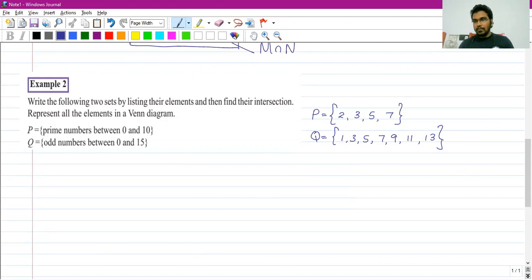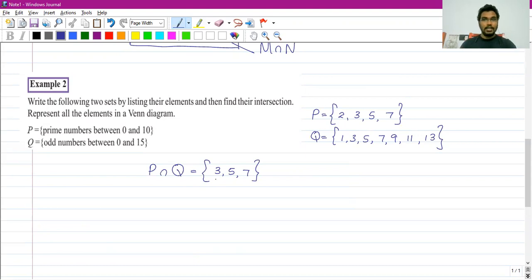Yes. First of all, before going to the Venn diagram, we have to see whether these two sets have common elements or not. Common elements means that is the intersection, P intersection Q. So shall we see? Here we can see 3 in both sets. 5 also we can see in both sets. 7 also we can see in both sets. So those are the common elements for set P and set Q. So P intersection Q, we can write 3, 5 and 7. Those are the common elements for both of these P and Q sets.